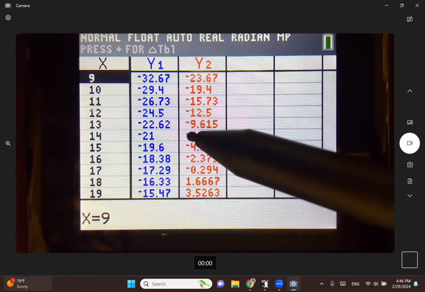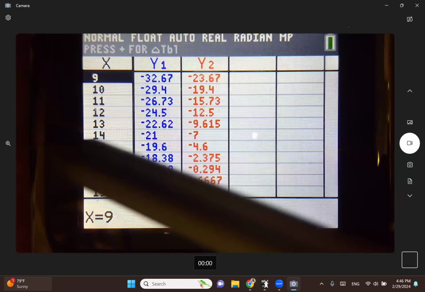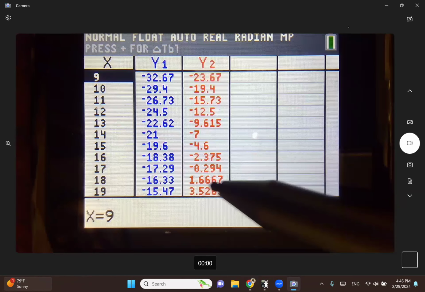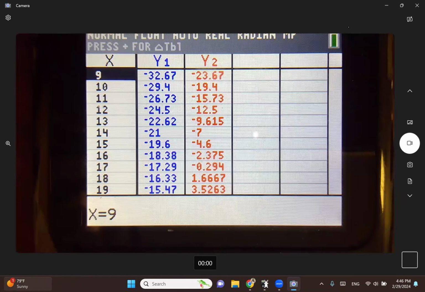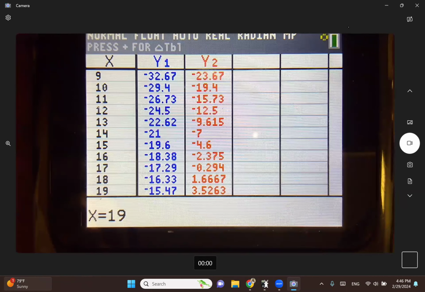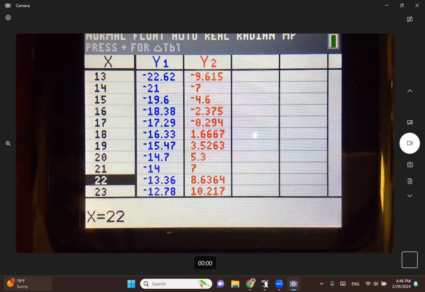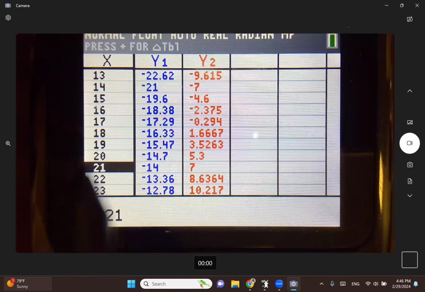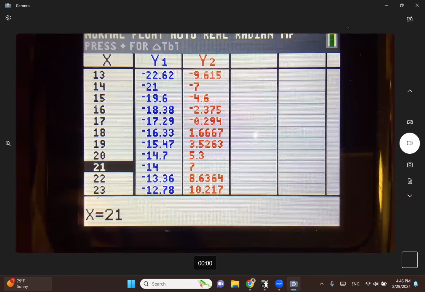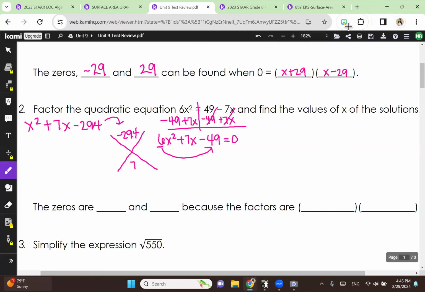Now, I see a negative 7 right here. That's not our answer, so I need to keep going until I find a positive 7. My positive numbers are down here, so I'm going to keep going down. There it is. So the factors are 21 and negative 14. Going back to my other screen. 21 and negative 14. Oops, I hope I'm not covering up the.